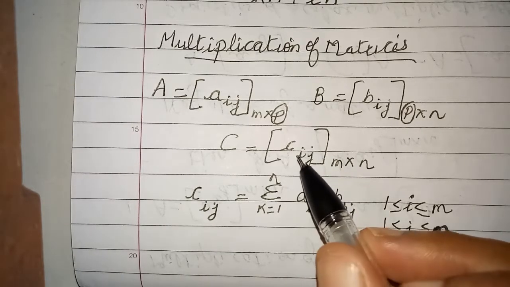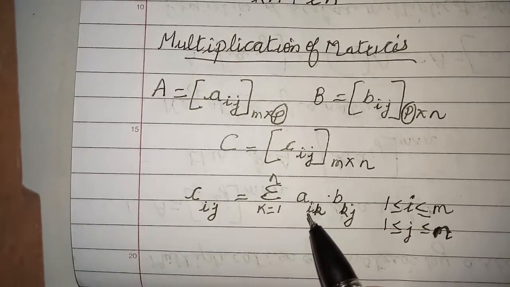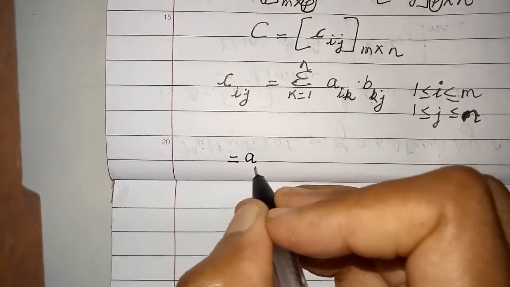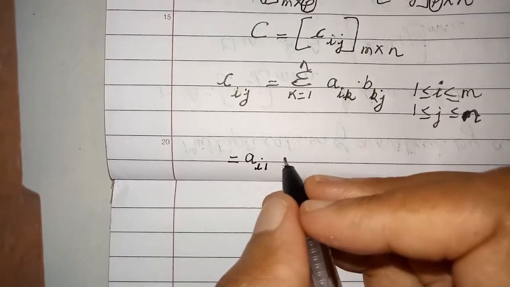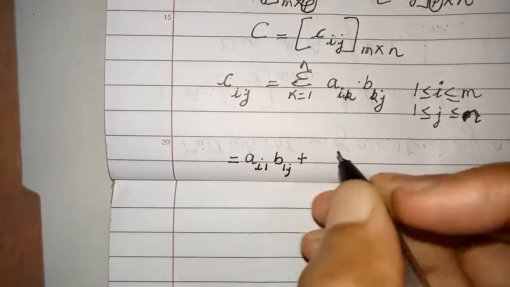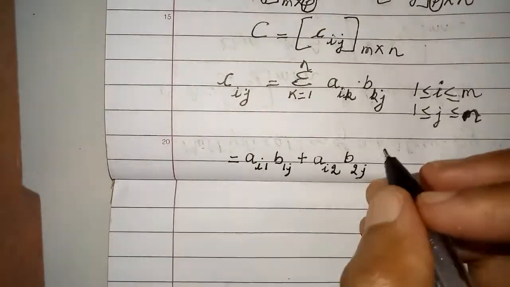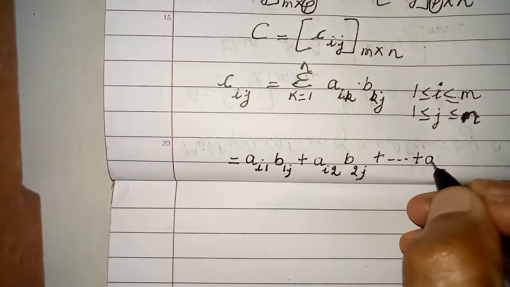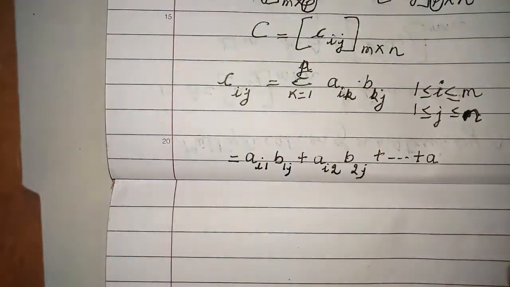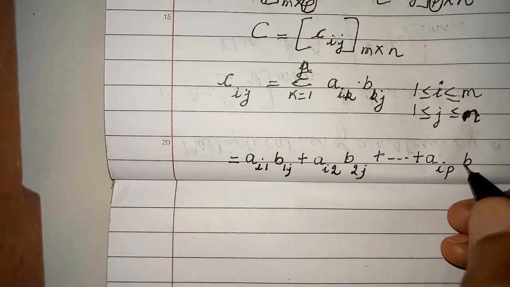Now how will the elements of this be? It is Cij. How is Cij, children? It is Aik times Bkj, summed over k. Let us put the value of k as 1. So how will it be, children? Ai1 and B1j, plus Ai2 and B2j. Understood? Plus so on and so forth. Till where can it go? It can go to some value p. So Aip, maximum, and Bpj.